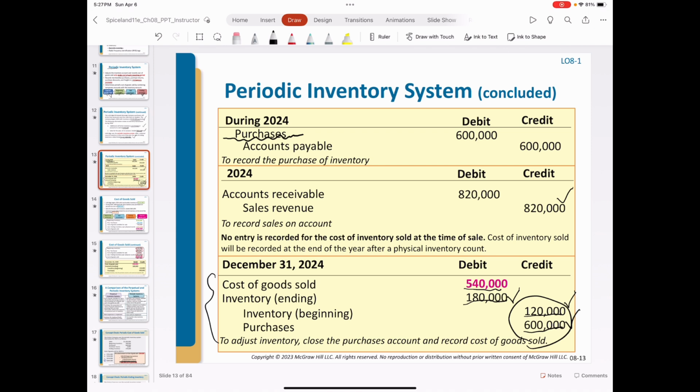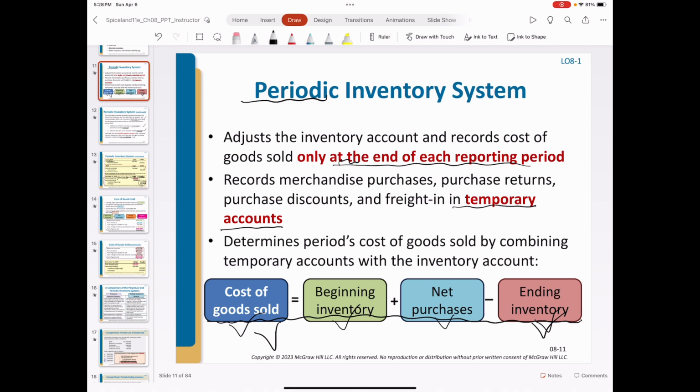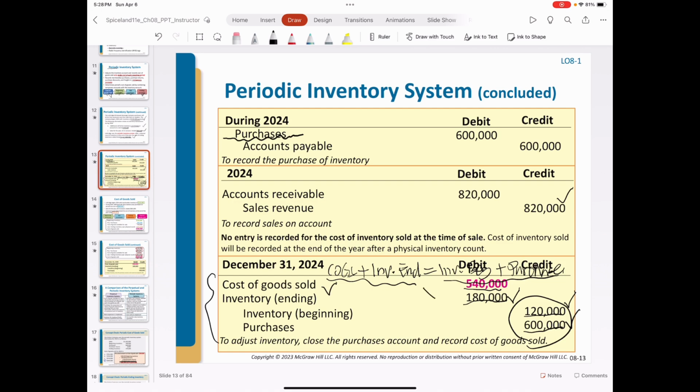Actually, this journal entry shows us an equation. The equation is the sum of cost of goods sold plus the ending balance of inventory equals the beginning balance of inventory plus purchase. These two accounts are debit, while these two accounts are credit. We just put the right amount. The only number to be calculated is cost of goods sold, based on this equation.